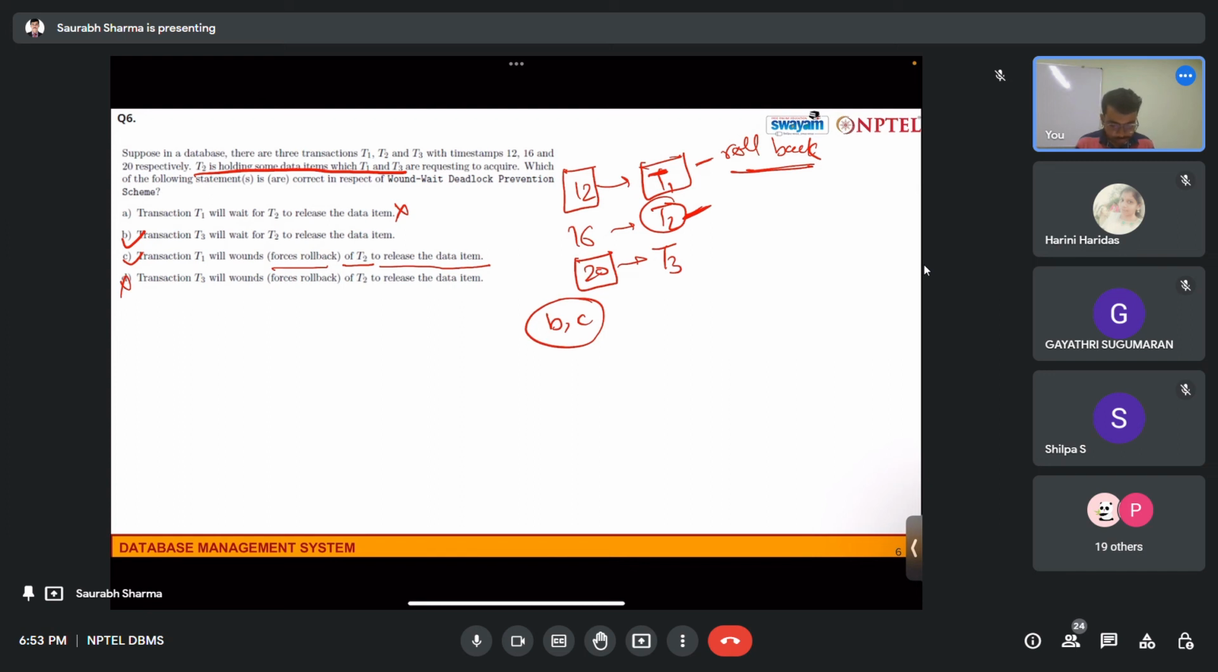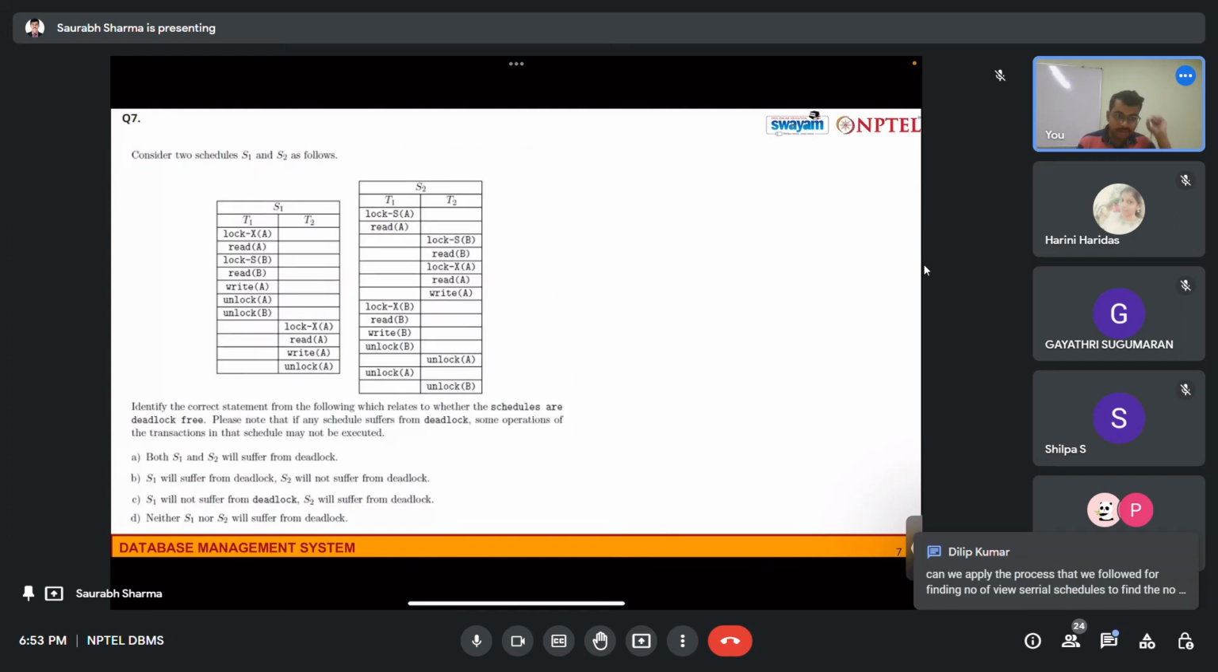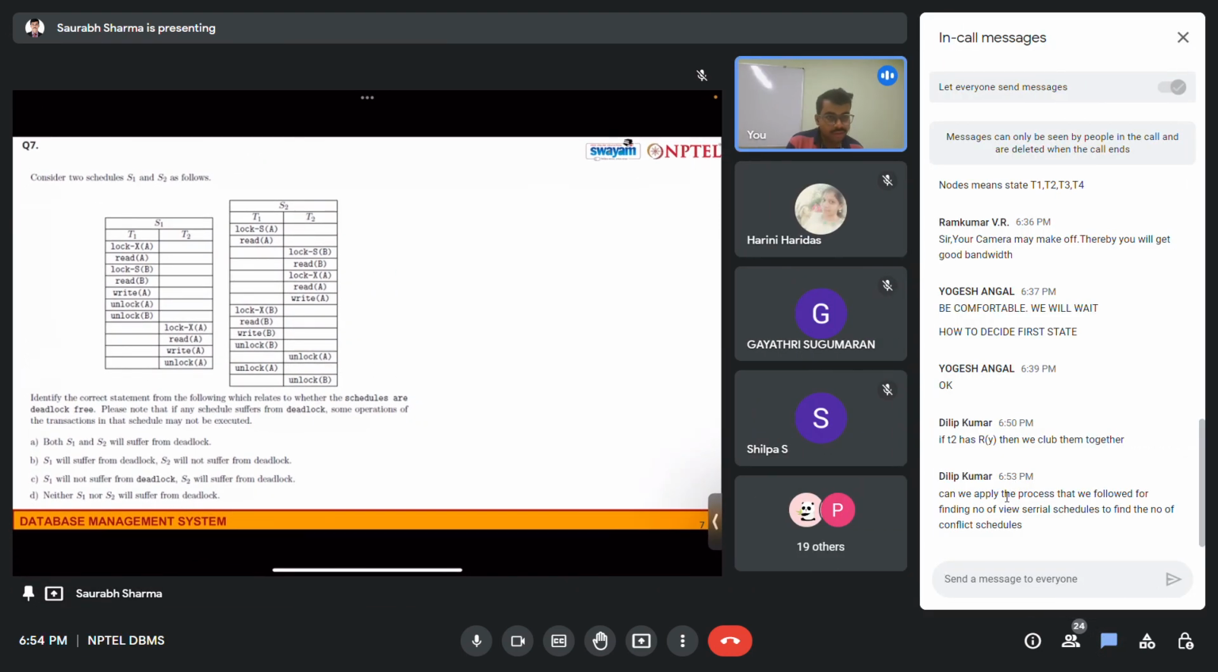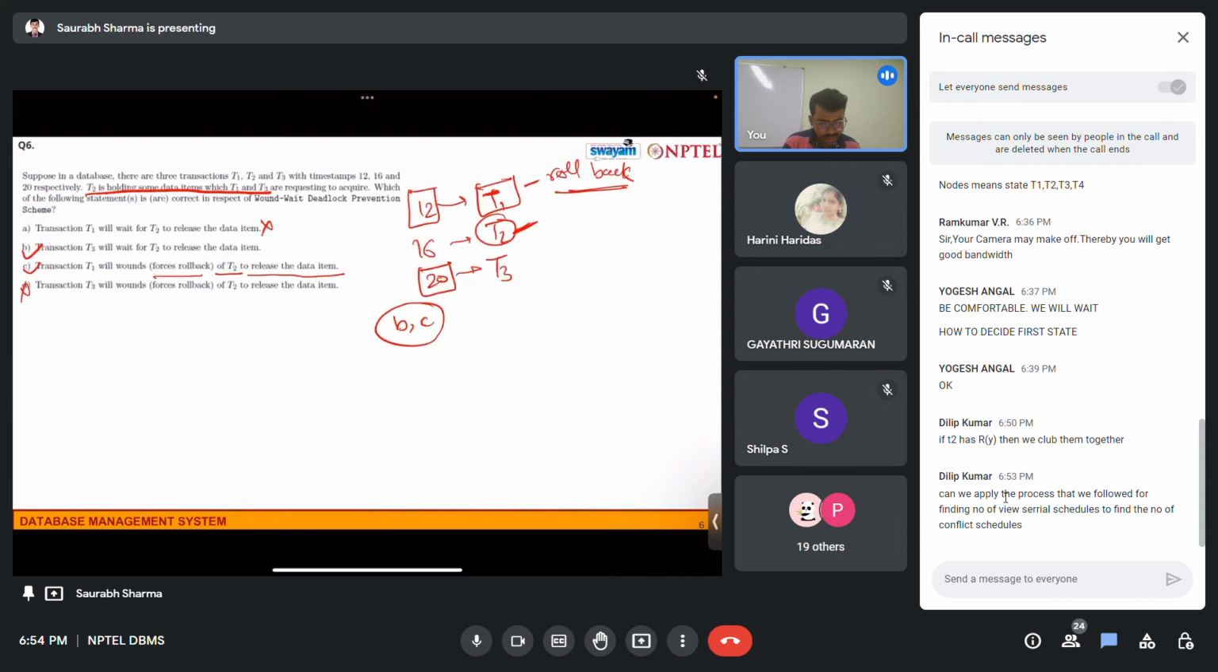Coming to the next one. Can we apply the process we followed for finding the number of serial and conflict schedules? You can try, but why would we apply it here? We just have to comment on the deadlock. That is a simple concept. If you go through the lecture PPT, there is a heading for it. Just read it and you will get it.